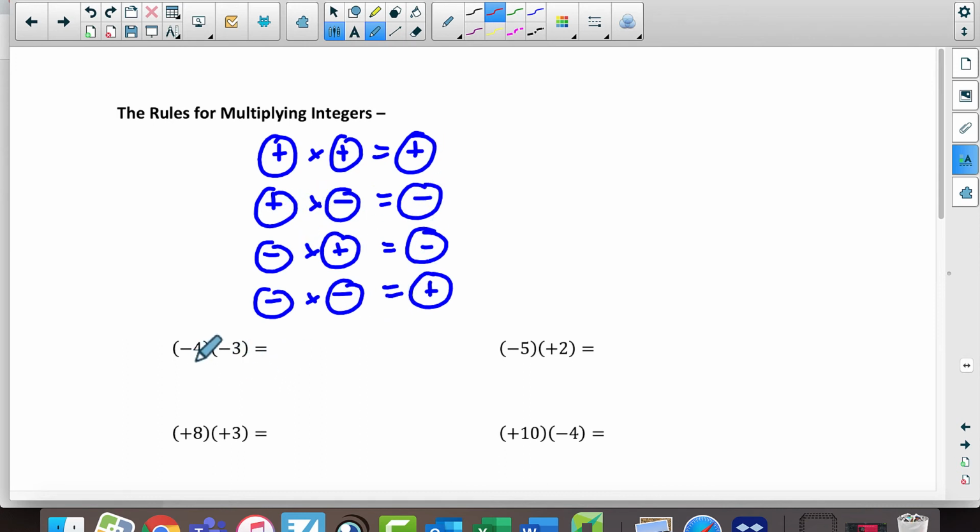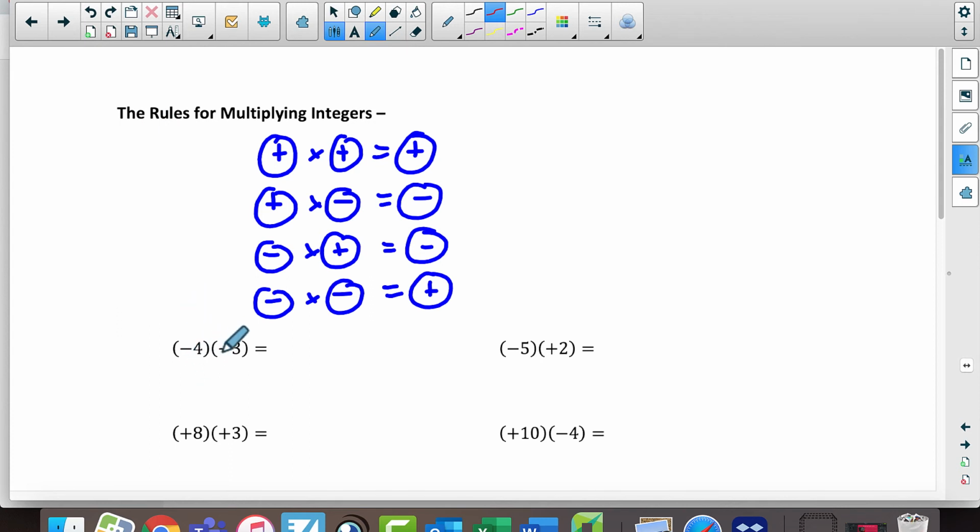All right, let's try a few questions. Negative times negative. If there's nothing in between, it means multiplying, right? You're probably used to seeing a times sign, and you'll still see that sometimes. But as you get into high school, we often leave off the signs. And if you don't have anything between two numbers, it means multiply.